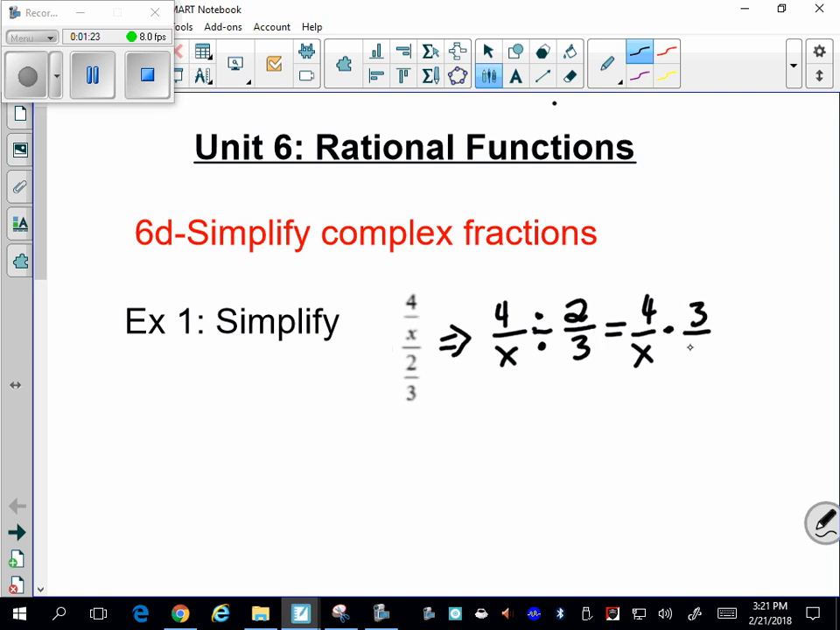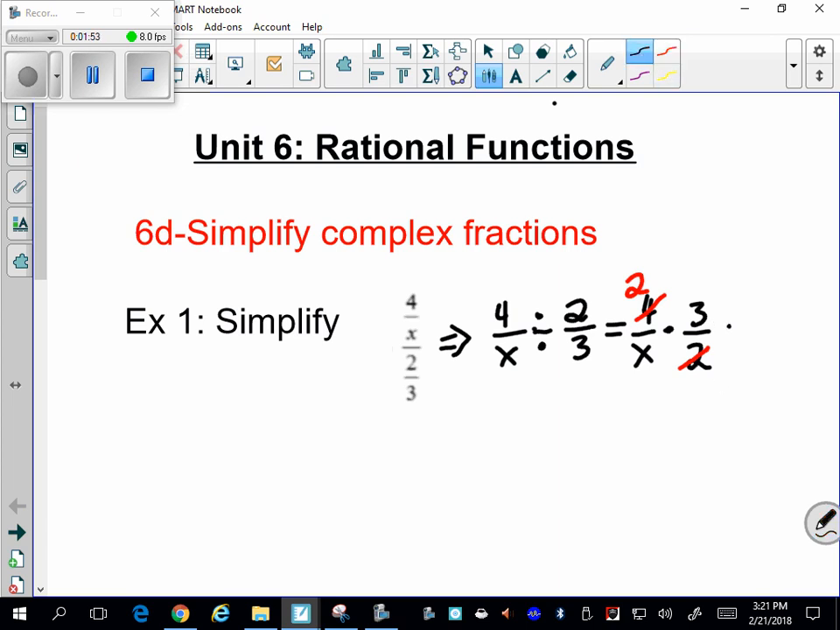With multiplication problems, we have a much easier time solving them. We have all monomials in the numerators and denominators, so any numerator can cancel with any denominator. If you prefer to multiply straight across, like 4 times 3 is 12 and 2 times x is 2x, and you do 12 over 2x, you can simplify that way. You don't have to do it the way I'm doing it right now.